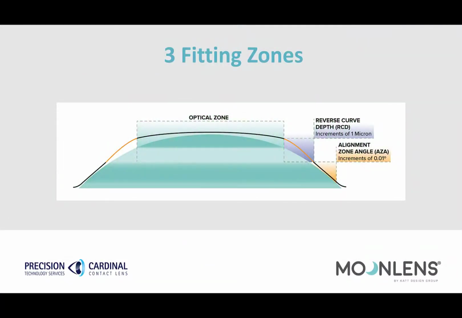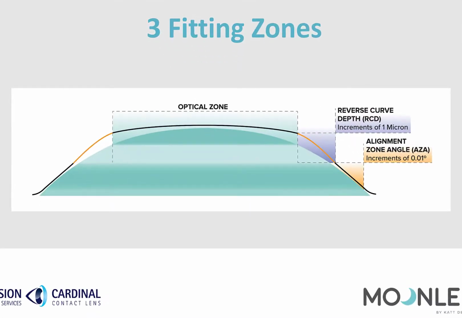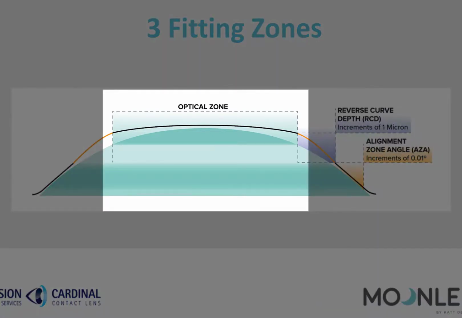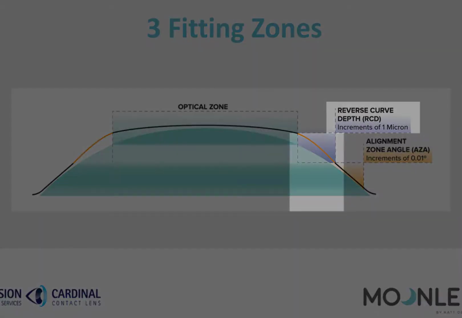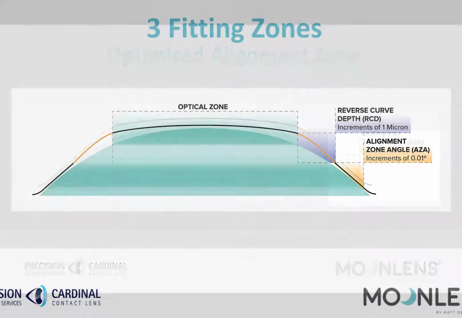Although each zone of the MOONLENS is complex in construction, the labeling and modifications to the sections have been simplified, so the practitioner only needs to consider three important fitting components. The optical zone and its base curve create the mold shape the epithelium should take up. The reverse curve depth, or RCD, optimizes the apical clearance and height of the lens. Finally, the alignment zone, or AZA, creates the appropriate landing to promote stability, centration, and comfort.